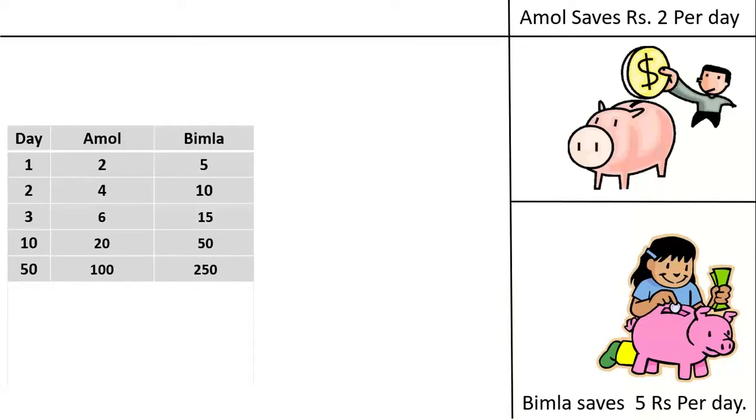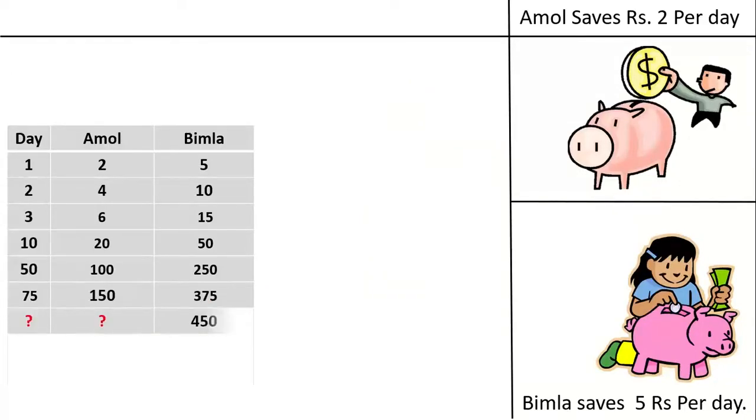Now comes a good question. At the end of which day Amol ka saving is 150? So Amol saves 2 per day. In how many days is he going to save rupees 150? Just cross multiply to get the answer as 75. Which means that at the end of 75th day, Amol ka saving is 150. So what is the saving of Bimla at the end of 75th day? Simply it's 75 into 5, it's a 375.